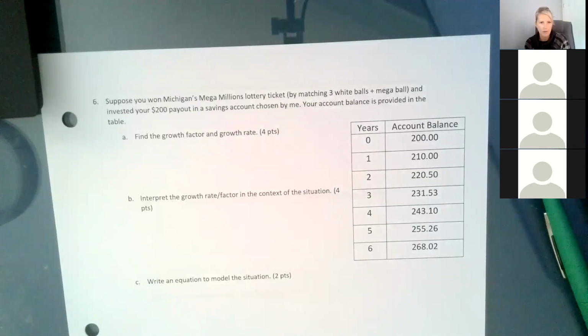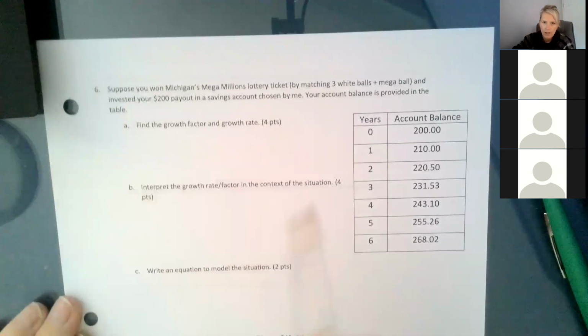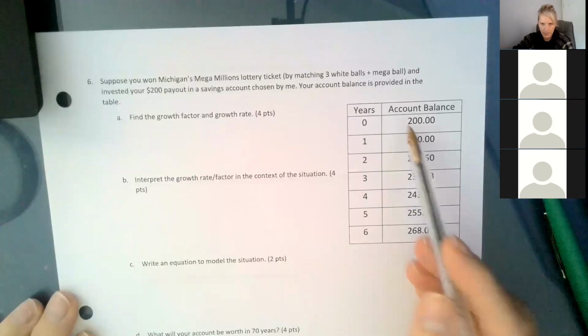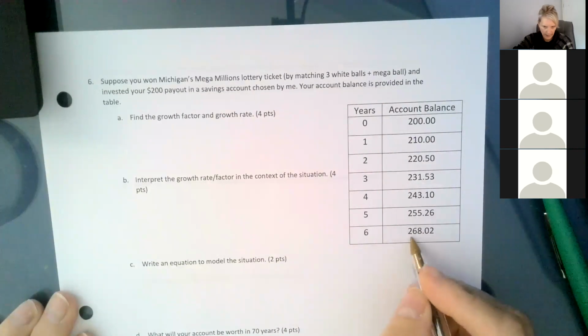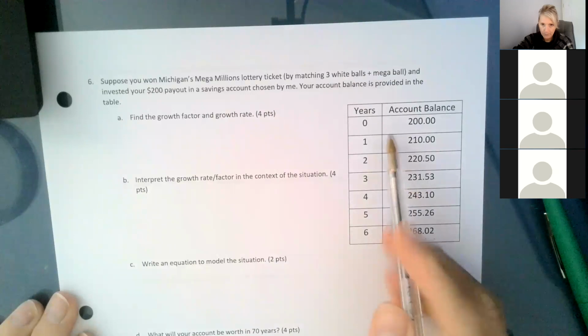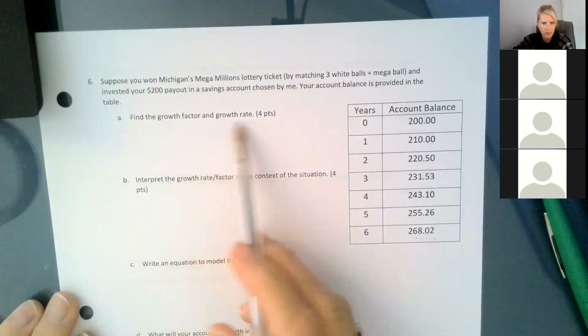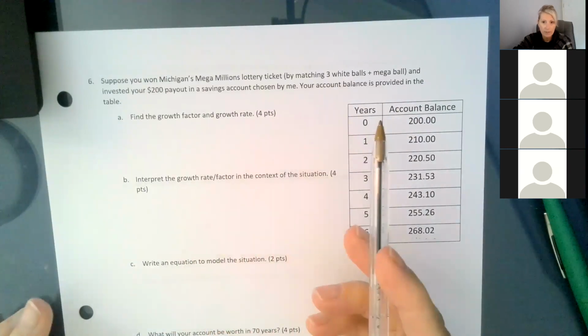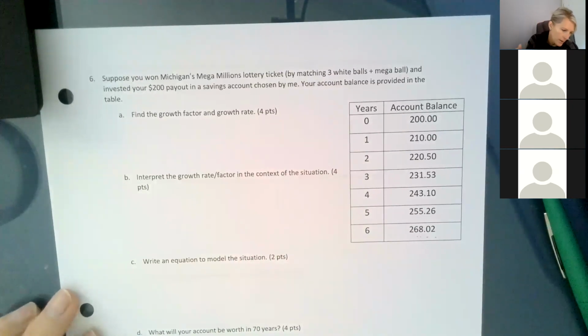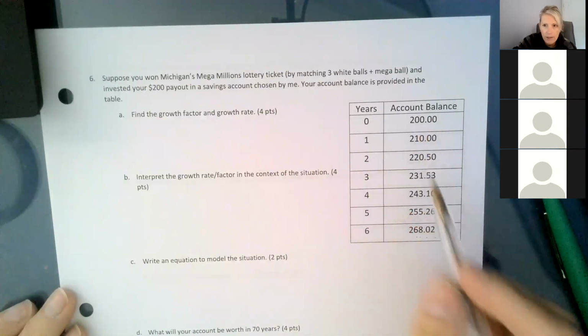We're going to head to Desmos. So we won the Michigan Mega Million lottery ticket, which would be awesome. We only won $200 though. You have to match 3 white balls and a mega ball to get the 200. So let's say you put it into a savings account, and after 6 years, you had $260.02. So I want you to find the growth factor and the growth rate, but you're going to do that in Desmos. Now this one is perfectly the same.